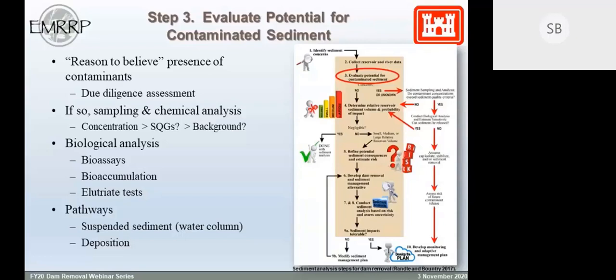In addition, biological analyses can be done to evaluate effects on biota using either sediment bioassays or bioaccumulation tests. A nutrient test can be used to evaluate effects to the water column. And you should consider the relevant pathways, whether we're interested in what deposits in the channel or in the water column, or both. I also want to point out that it's important to work out this sampling and analysis plan with the regulatory authorities. It's going to be a large part of that, so they should be involved at this point.